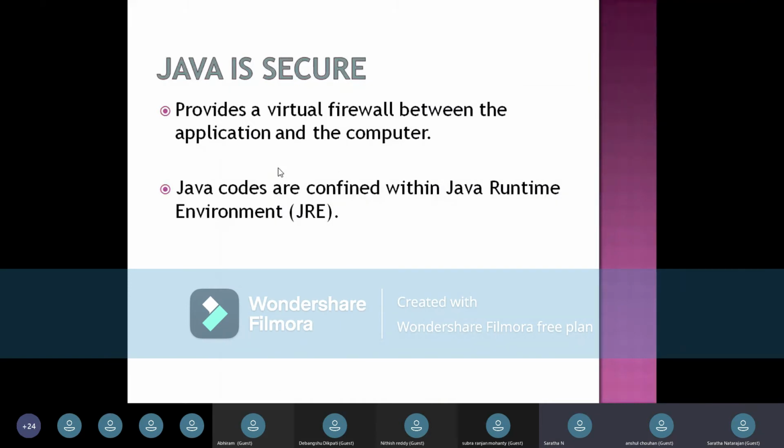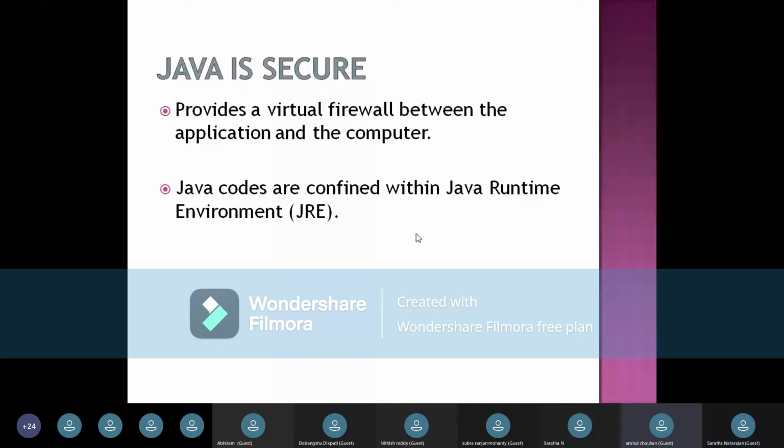Next, why is it secured? All Java programs and code are confined within the JRE. What is JRE? It is the Java runtime environment where you can run your Java programs. All Java programs are saved or secured within this JRE, so hackers or viruses couldn't affect them. That is the reason Java programming is a secured one.